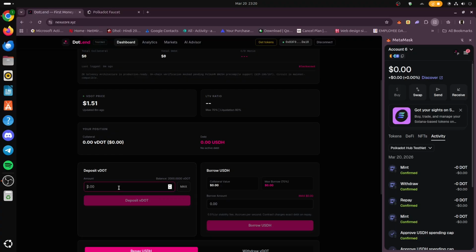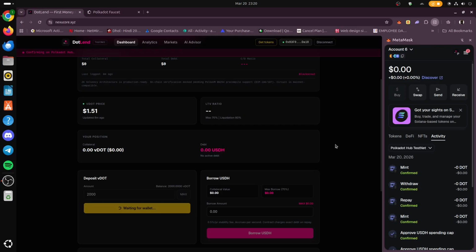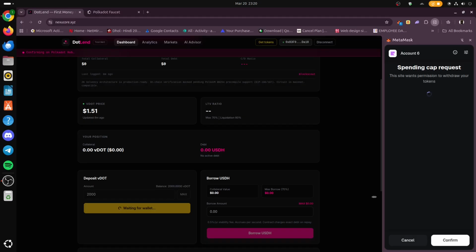Let's wait for the transaction to arrive on MetaMask. Okay, first is a spending cap request. We have approved the spending cap request. Let's wait for it to get confirmed. It got confirmed. You can also see here.